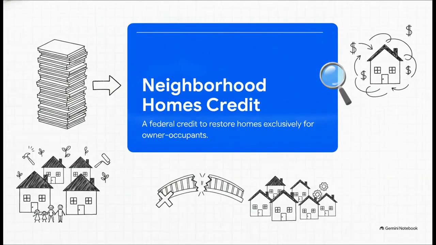Now, while the bill pushes giant portfolios back, it actively helps ordinary families step in through the neighborhood homes credit. In a lot of areas, the cost to fix up a home is actually higher than the mortgage an ordinary buyer can qualify for. This credit is designed to close that exact gap. It simplifies financing so homes can be built or restored specifically for owner-occupants.